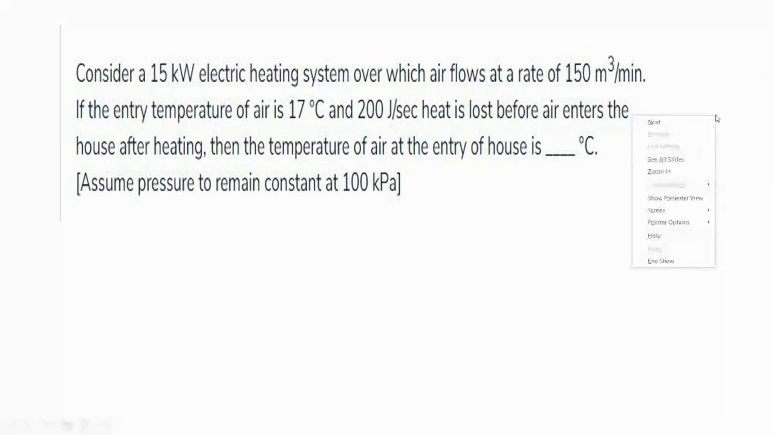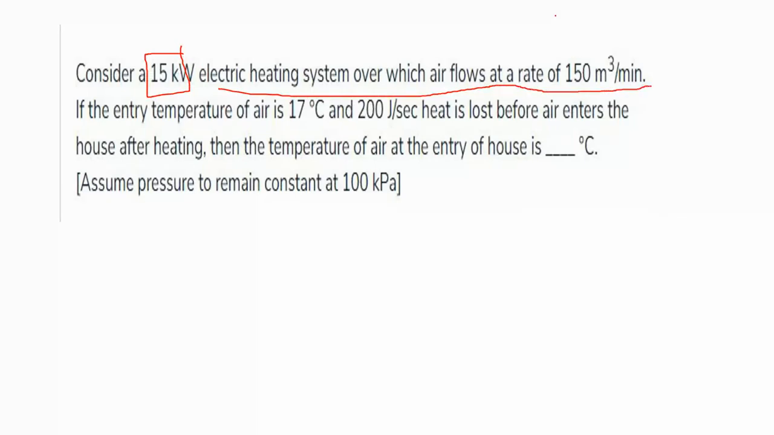Okay, so the question is: consider a 15 kilowatt electric heater heating system over which air flows at a rate of 150 meter cube per minute. So here, volume flow rate is given as capital V, and power supply is given as 15 kilowatt. If the entry temperature of the air is 17 degrees Celsius and 200 joule per second heat is lost before air enters the house, after heating, that means, so this statement is looking quite complicated.